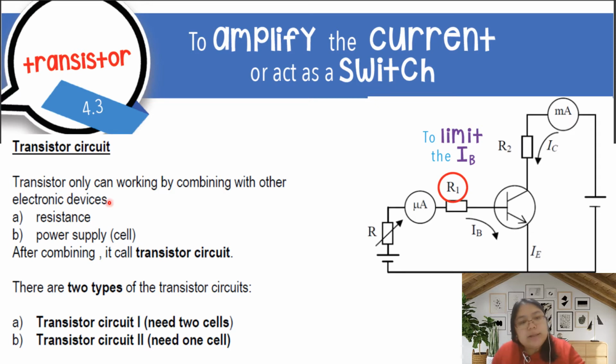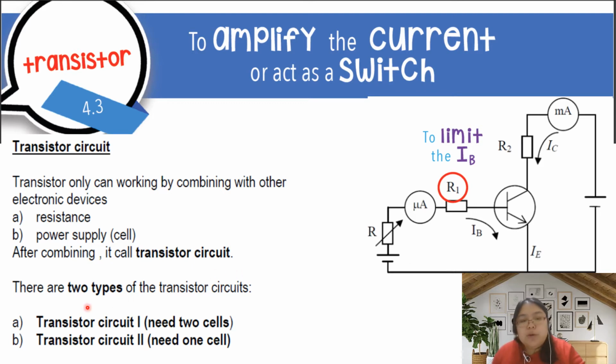Okay, a transistor can only work when it is combined with other electronic devices. So the transistor cannot function if it's just a single component. It needs to join the others. It needs to join resistance, and it also needs to join a power supply. After combining, we call it a transistor circuit.